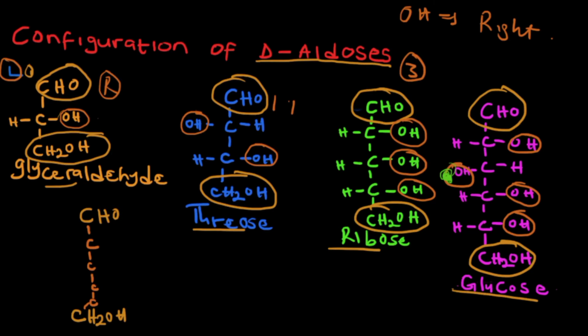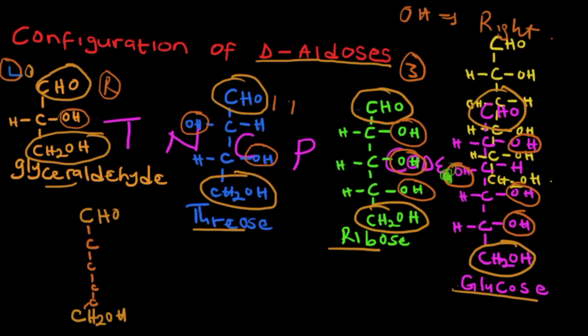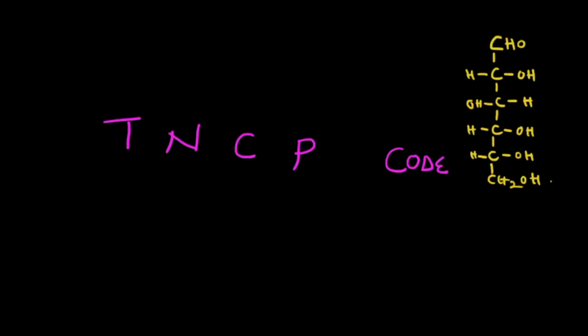Okay, and this is how I can basically manipulate, and this sugar has OH to the left at this point, and that is why it is called a sugar, for example. So based on this analogy, I developed a formula which I always use to play around with those monosaccharides, and that formula is called the TNCP code. So what does this TNCP code actually mean?